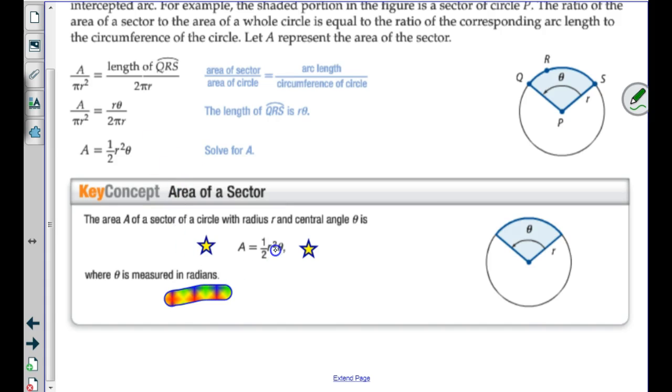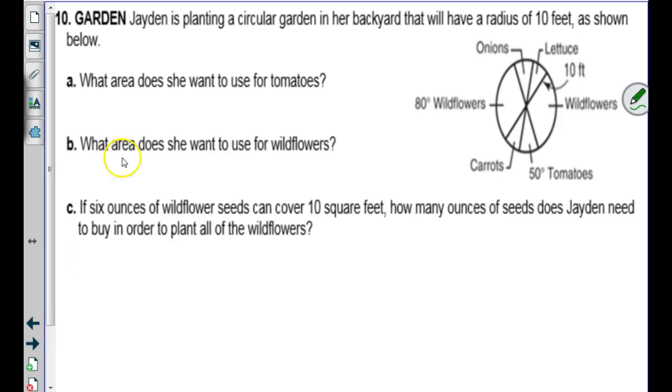And so we're going to have 1/2 r squared theta to find the area. All right. So Jaden is planting a circular garden in her backyard with a radius of 10 feet as shown below. What area does she want to use for tomatoes? Okay, tomatoes it says is 50 degrees. Can we use that in this formula?